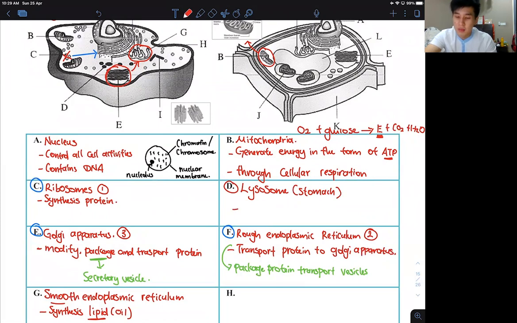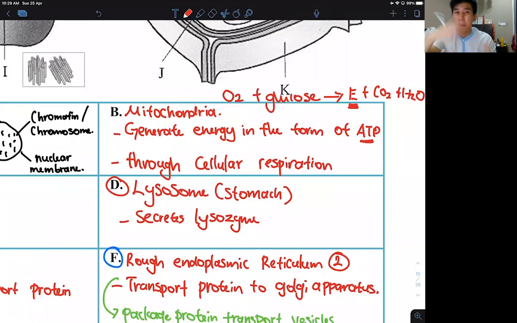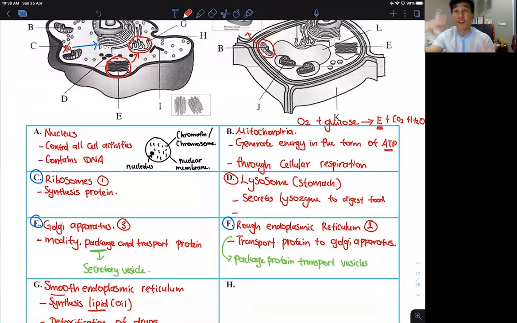Why? Because it secretes a kind of enzyme called lysozyme. Just like in your body, there are many kinds of enzymes to digest food, right? So the type of enzyme you have here is lysozyme, to digest food. And one more very special thing that it does, it also helps to break down other organelles.